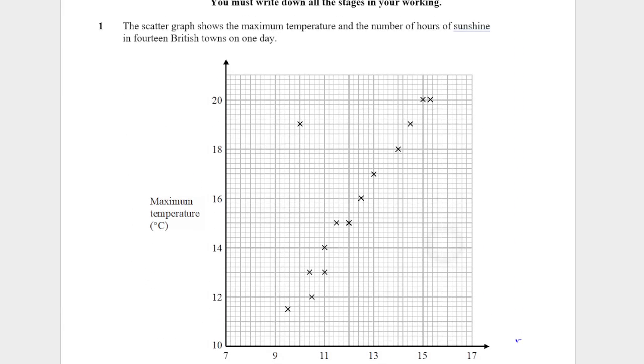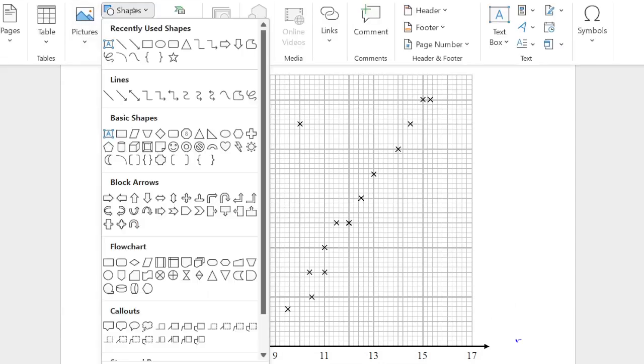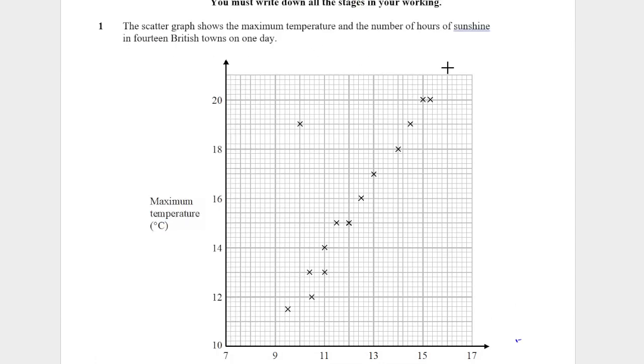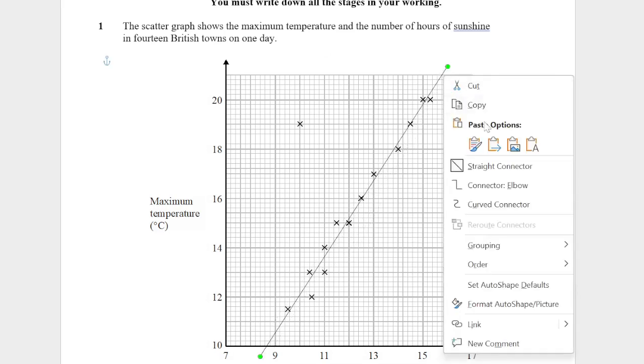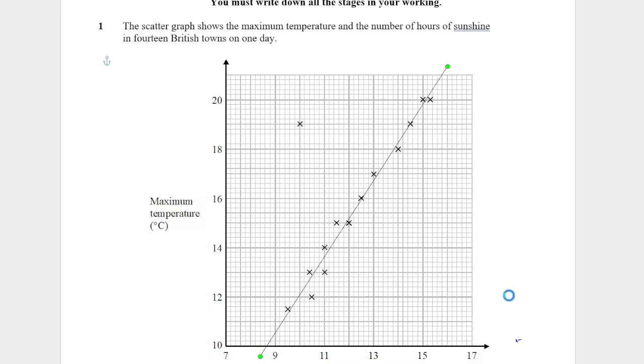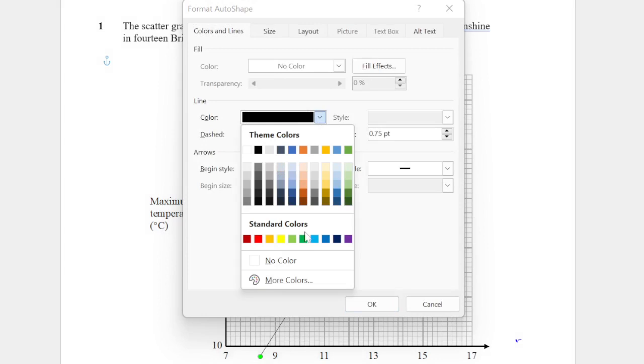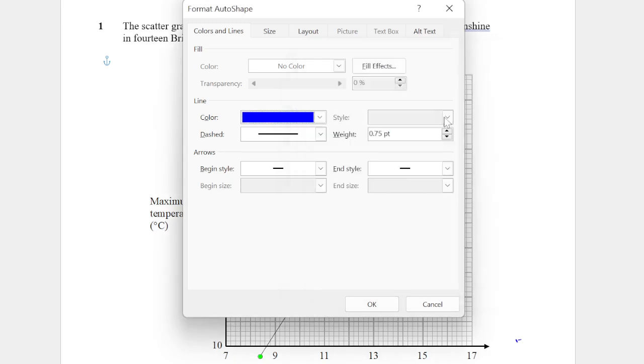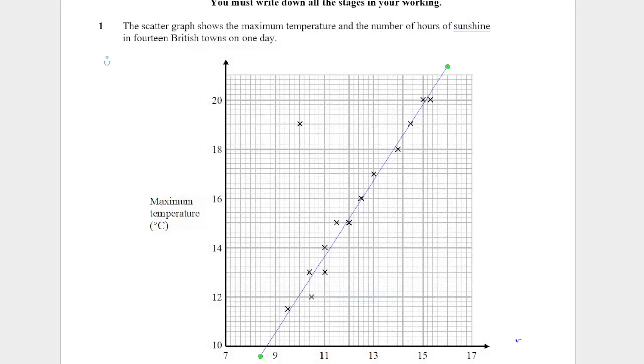If you're precise, you can get the mark without this, but I would always strongly recommend you draw a line of best fit. So I'll put one in very roughly. I'm going to start, let's say here, and we're going to go to here. Let me just make that blue. Okay, am I happy with that? Let's just move that ever so slightly. Yeah, I think that's as good a line as I'm going to get.